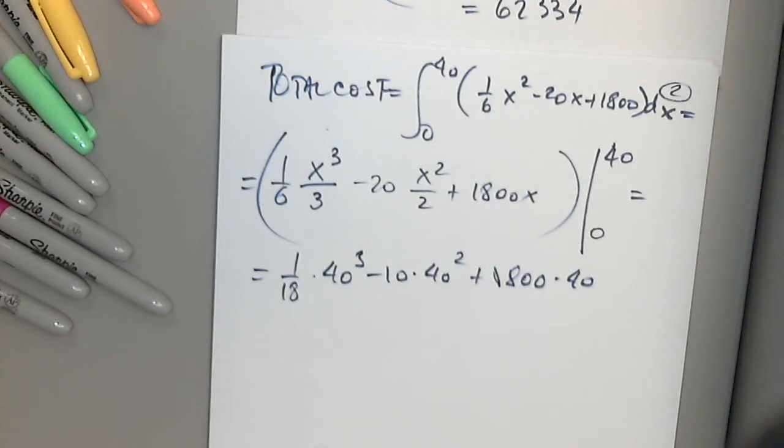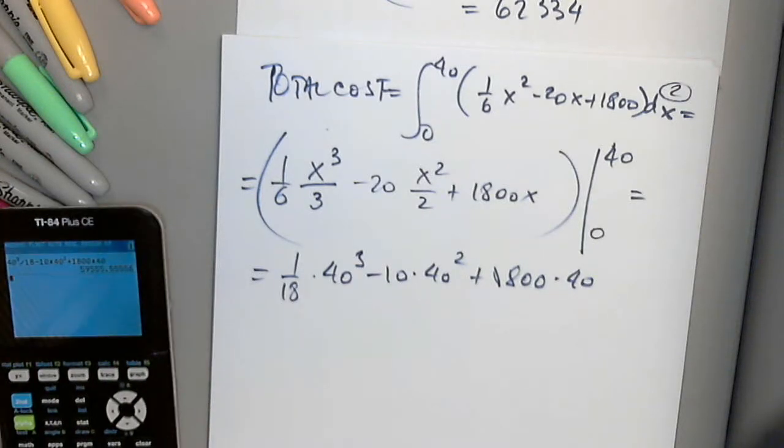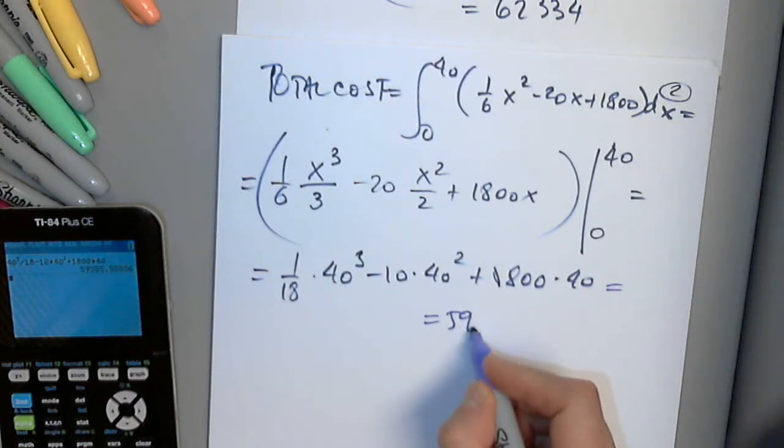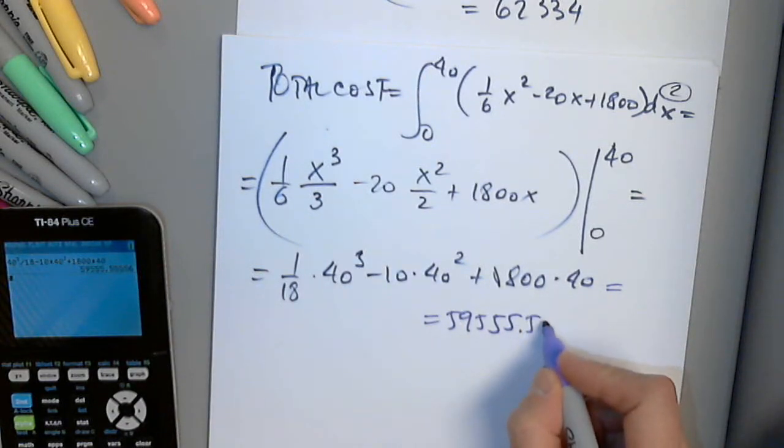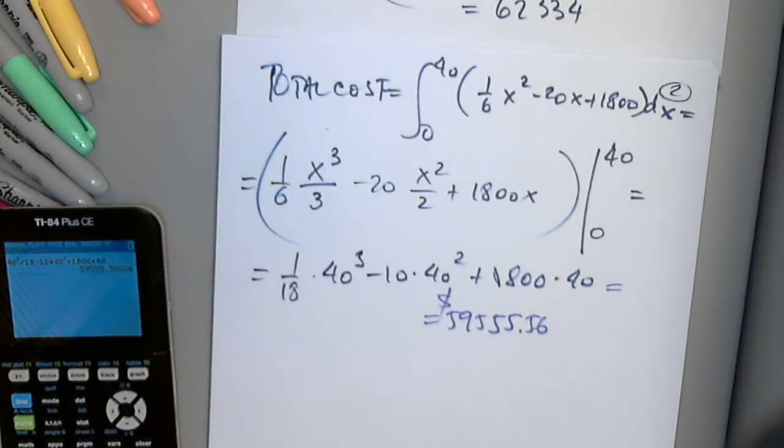With the graphing calculator, let's see what we get. 40 cubed divided by 18, minus 10 times 40 squared, plus 1800 times 40. Okay, so the exact cost is 59,555.56. This is the exact cost.